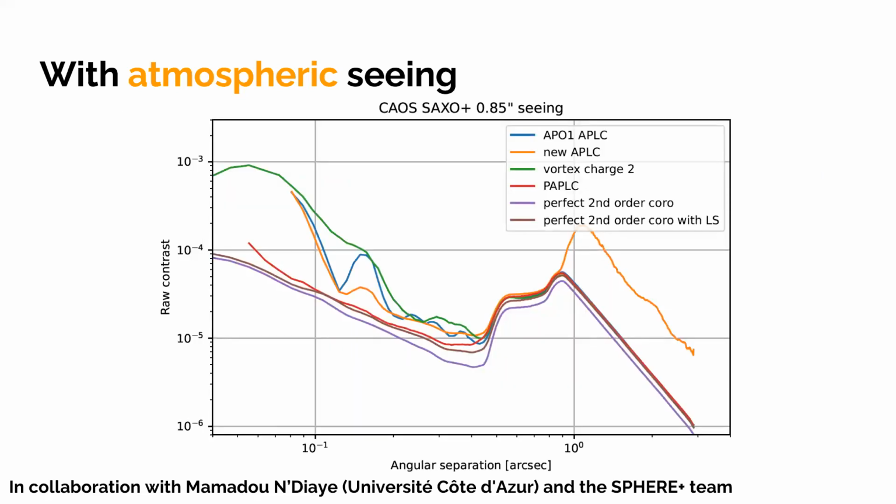Showing an angular separation contrast plot for all the different coronagraphs that we investigated. The red line is the PPLC coronagraph, basically asymptotically being the same as any of the perfect fundamental limit coronagraphs, the perfect coronagraphs, and getting much better performance than basically all the other coronagraphs that we investigated on Sphere Plus.